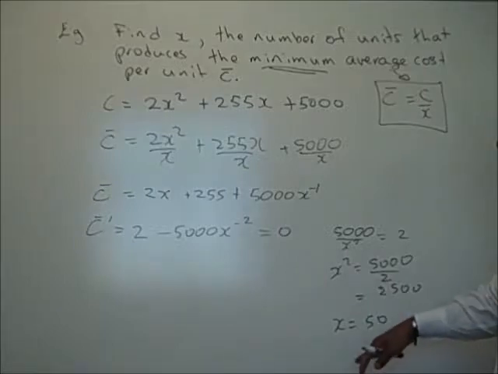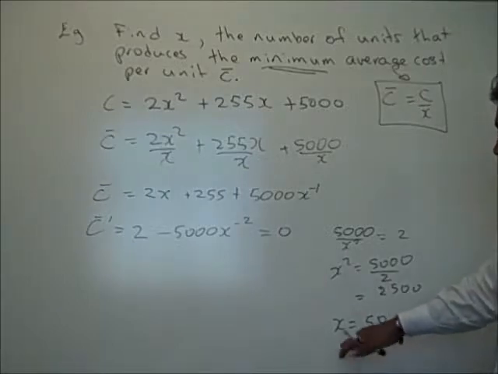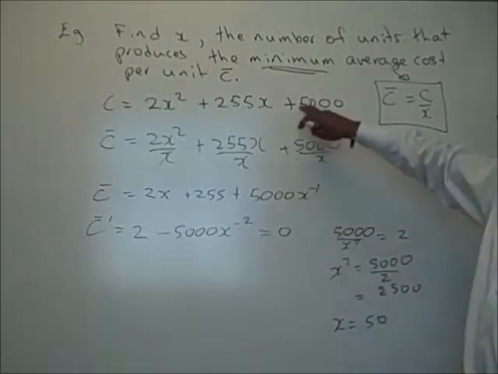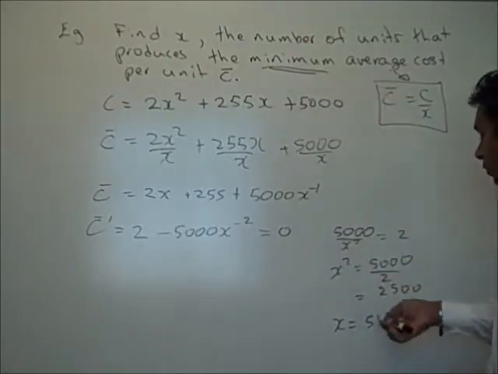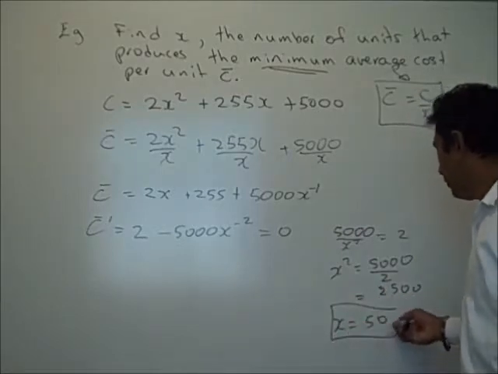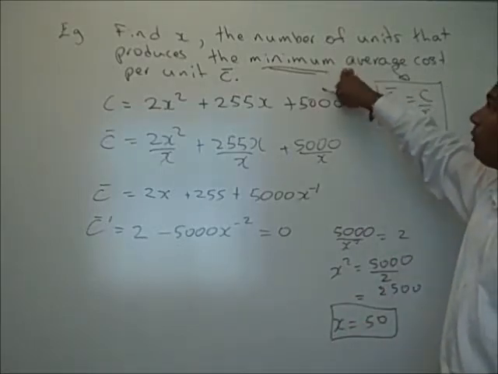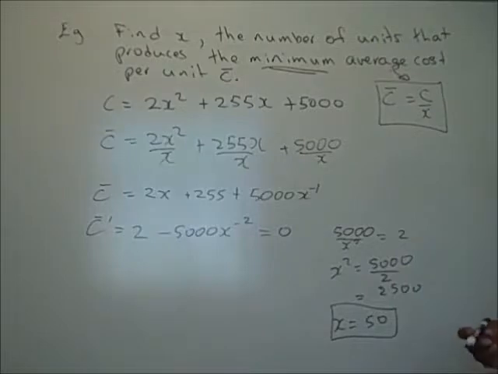Now we know that it cannot be negative 50, since the number of units to produce our average cost cannot be negative. So we know x equal to 50 is the number of units that will produce this minimum average cost. We can proceed to prove this by taking our second derivative.